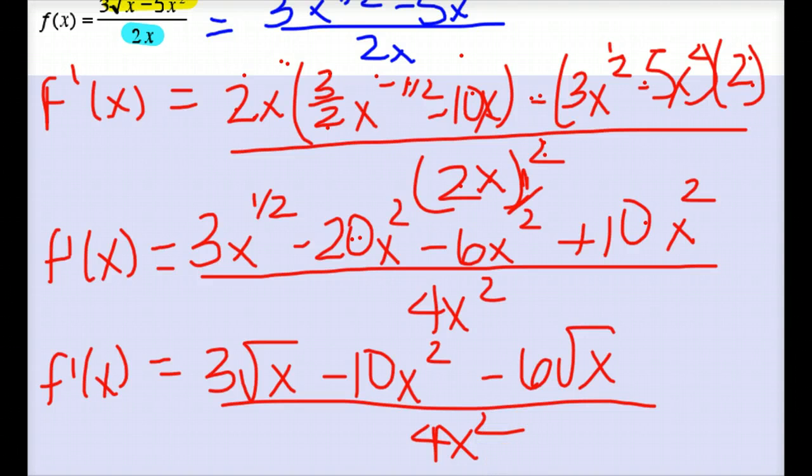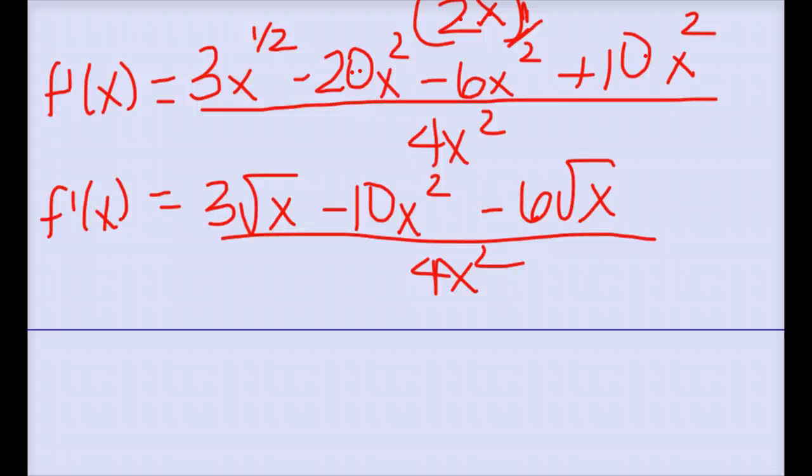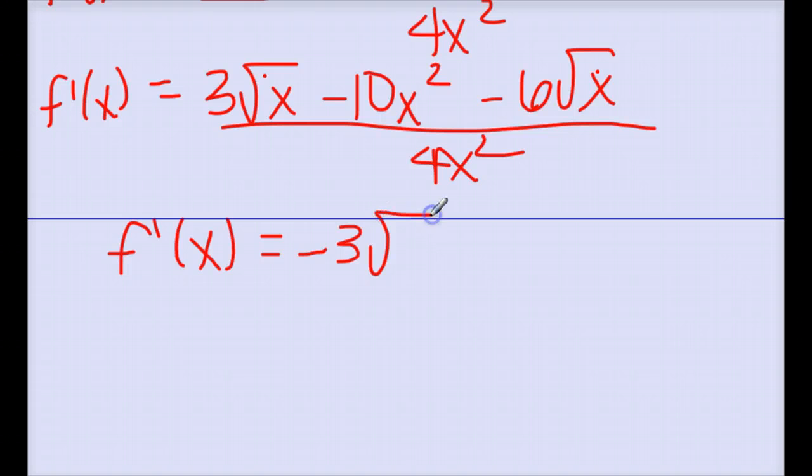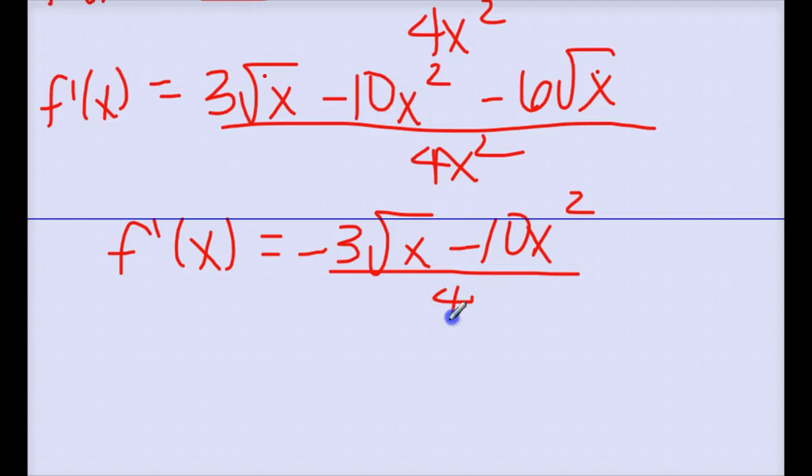Well, if you do this, what you'll notice is we actually have more like terms. I have the square root here and the square root here, and if I am to simplify that, I'm going to get a negative 3 radical x minus 10x squared divided by 4x squared.